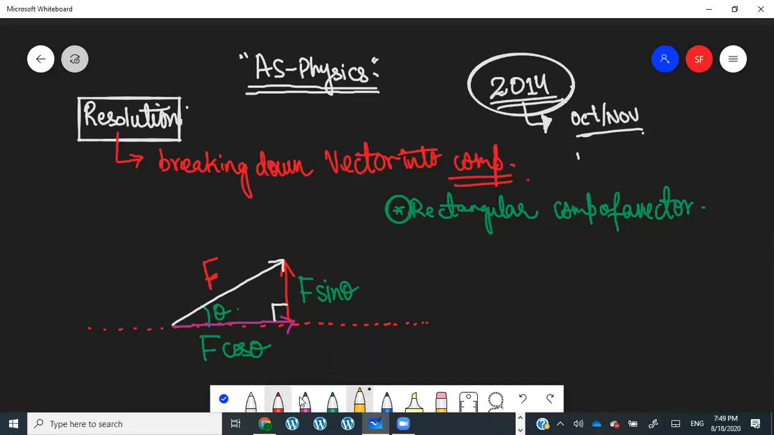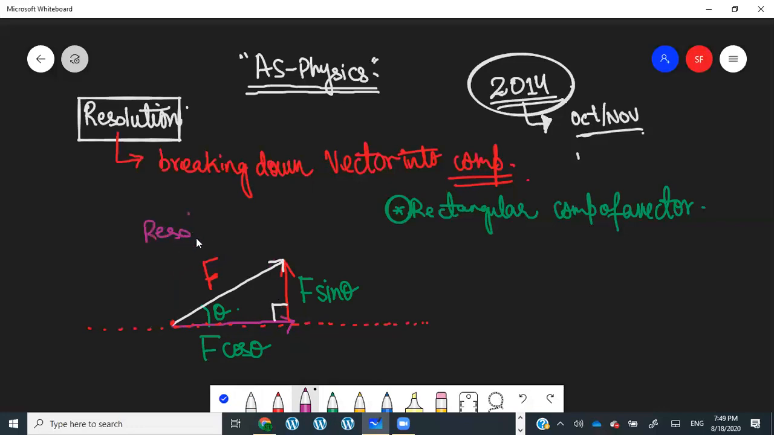Why are they called rectangular components? Well, because if the red component is shifted over here to the tail end of this white vector, and this purple vector is shifted upwards over here, then it makes a rectangle. So that's why they are called rectangular components of a vector. So this is the resolution of a vector.